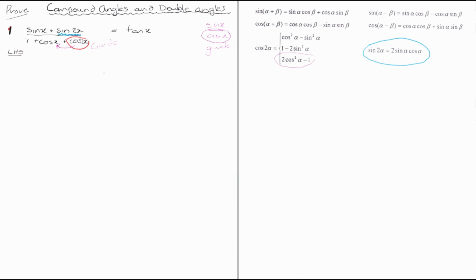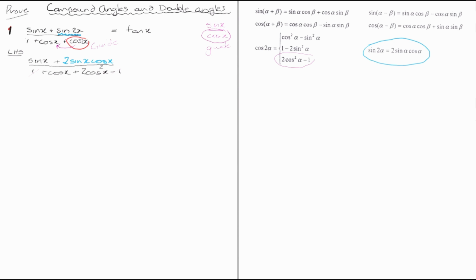Right, so in the numerator, sine x plus sine 2x, and sine 2x is 2 sine x cos x. And in the denominator, we've got 1 plus cos x. And we are going to use the cos that only has coses, and that is plus 2 cos squared x minus 1. Right, and then plus 1 minus 1 gives us 0.